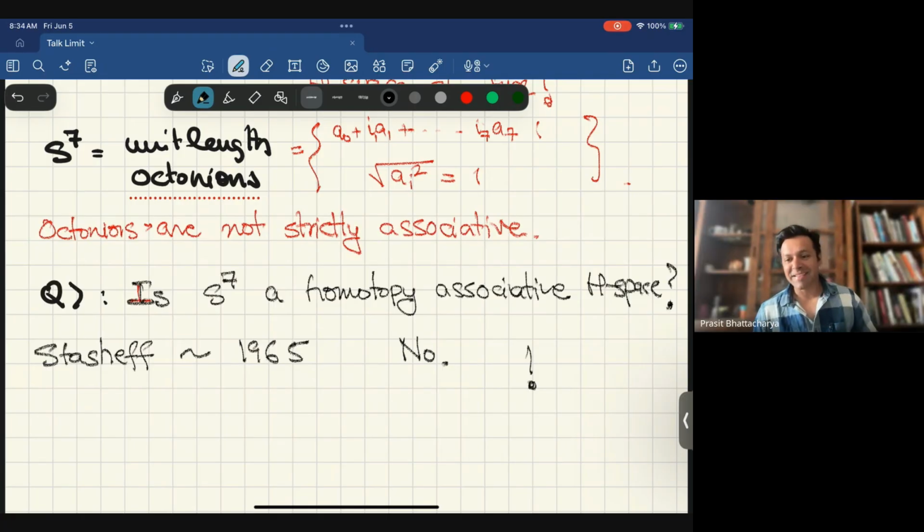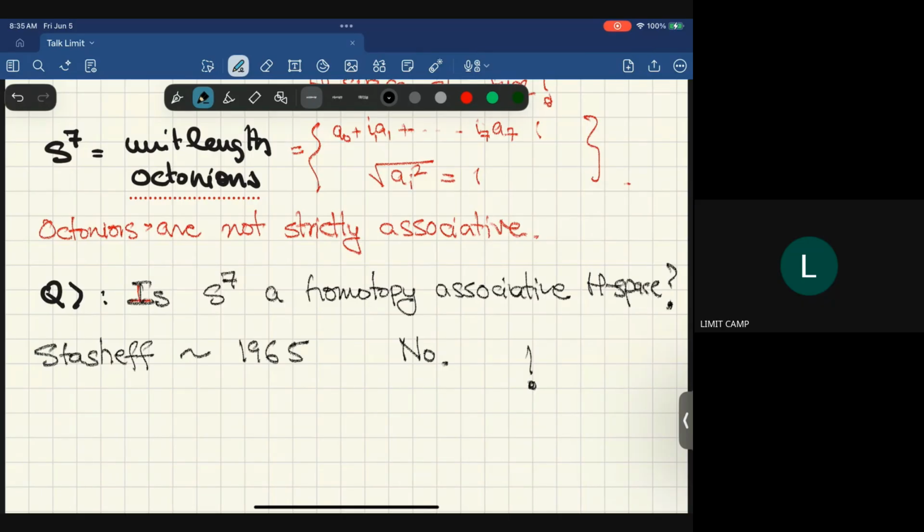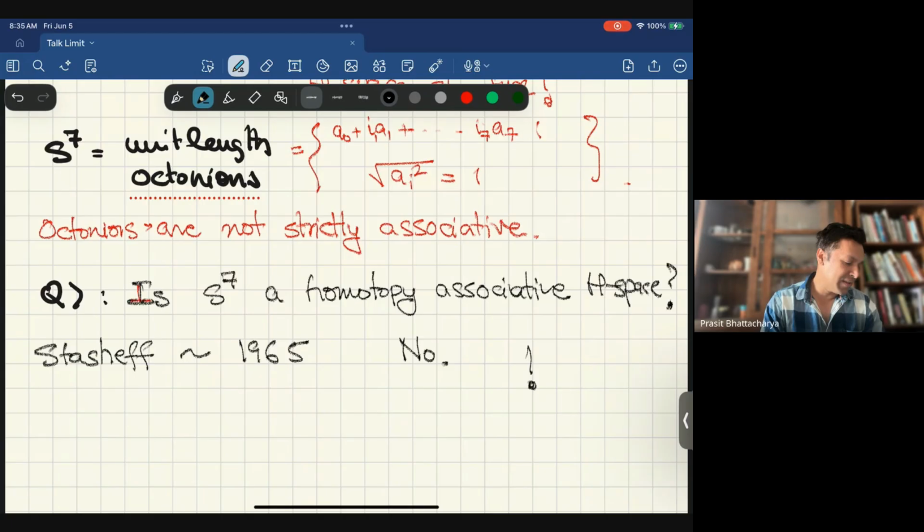I see. Yes, this is a very famous story in mathematics that you only have real, complex, quaternion, octonion, or in the case of spheres, H-structures are there. But this result of Stasheff, that S7 cannot have a homotopy associative H-space structure, is not said out loud.